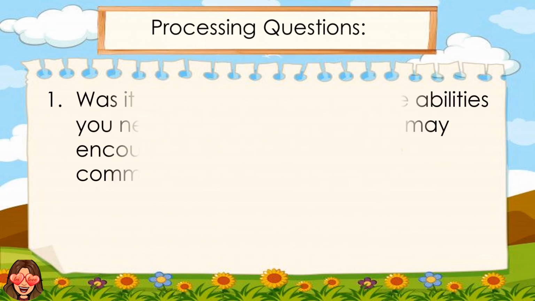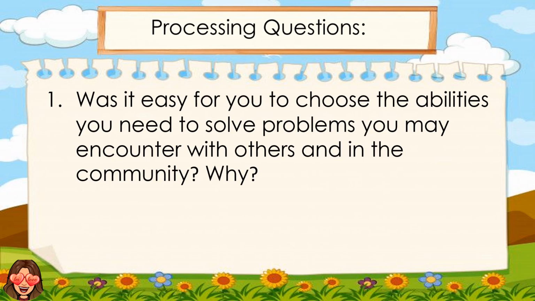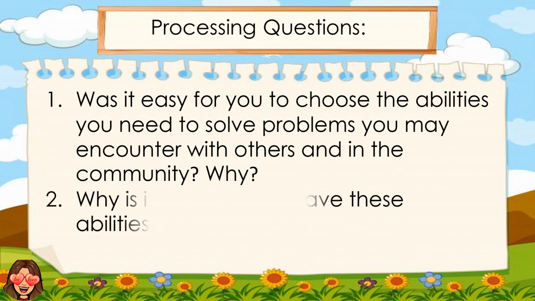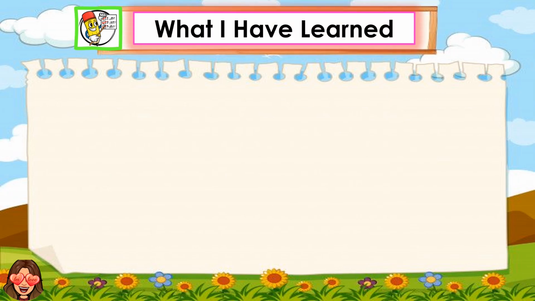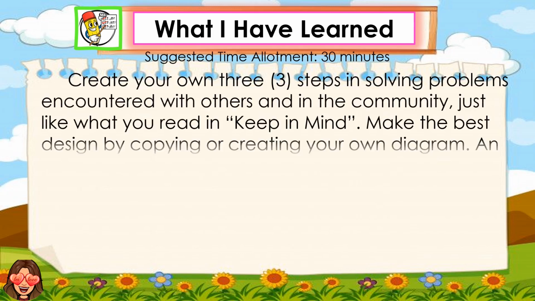Processing questions. Number 1, was it easy for you to choose the abilities you need to solve problems you may encounter with others and in the community? Why? Number 2, why is it important to have these abilities? What I have learned. Suggested time allotment 30 minutes.